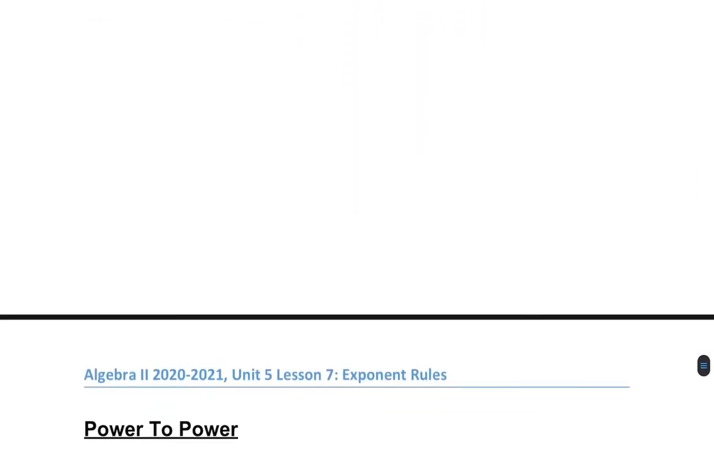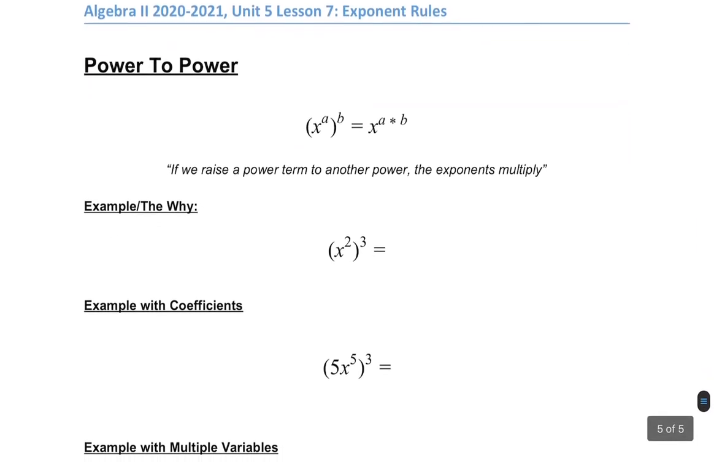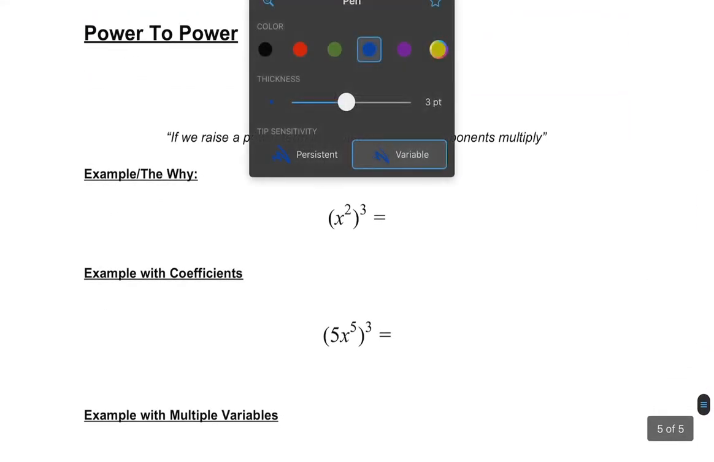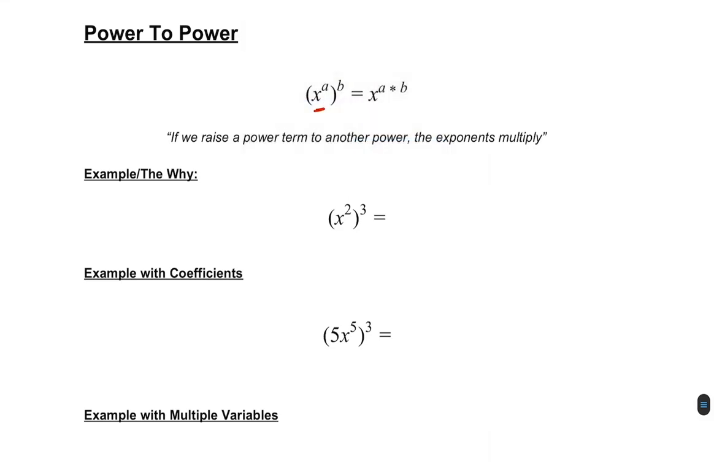Okay, last one for today. Last one is a power to a power. So if you have a term like x to the a and you raise it to the power of b, that's when the exponents multiply. So if you had x squared to the third, right? Just following the rule, this is x to the 2 times 3. This is x to the 6th.